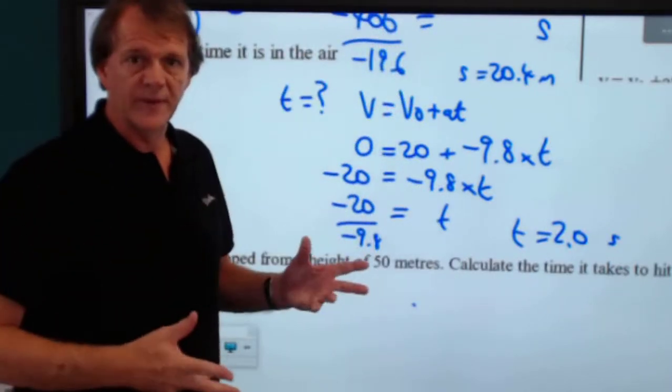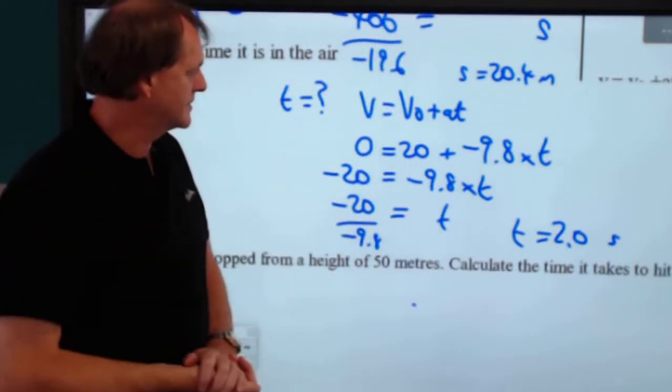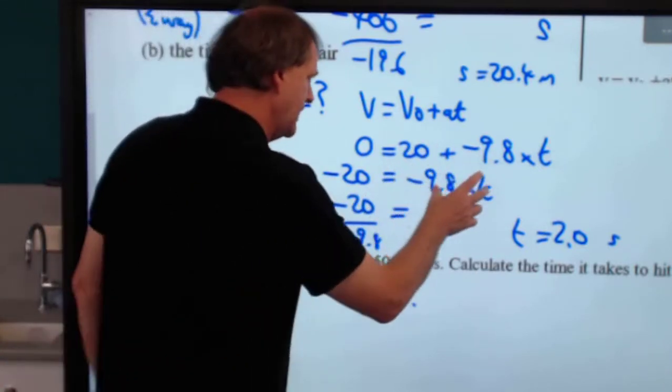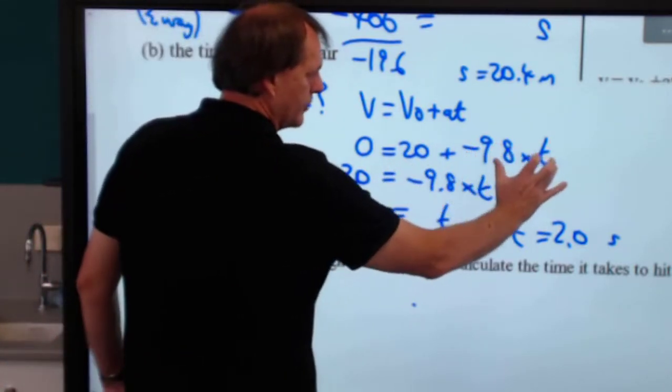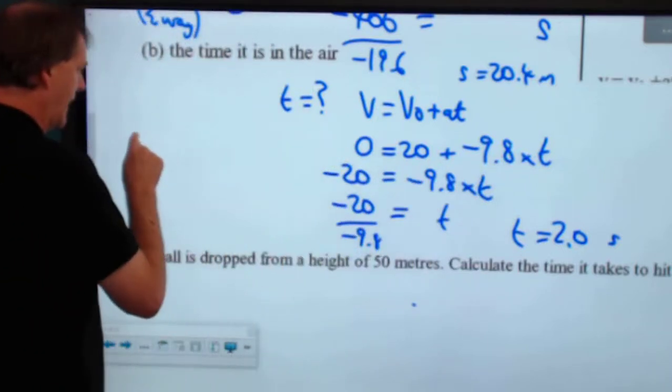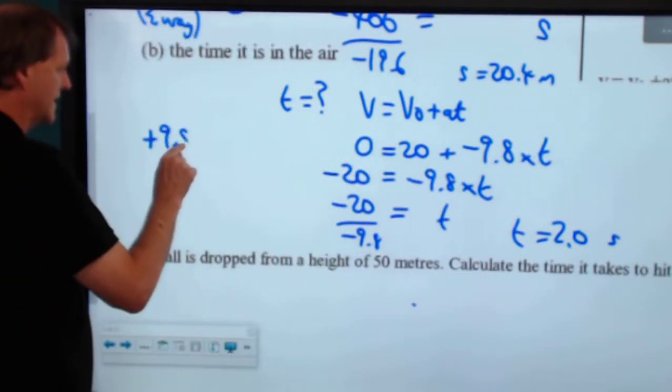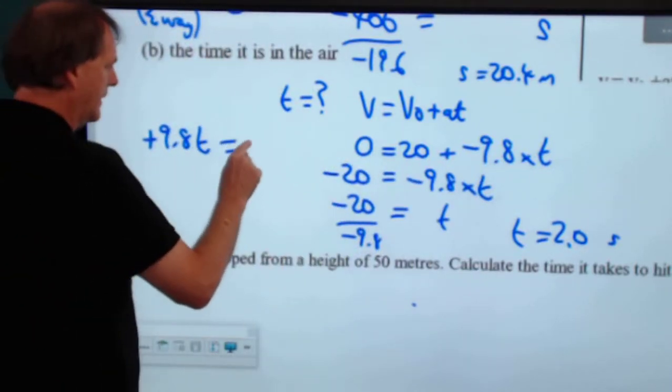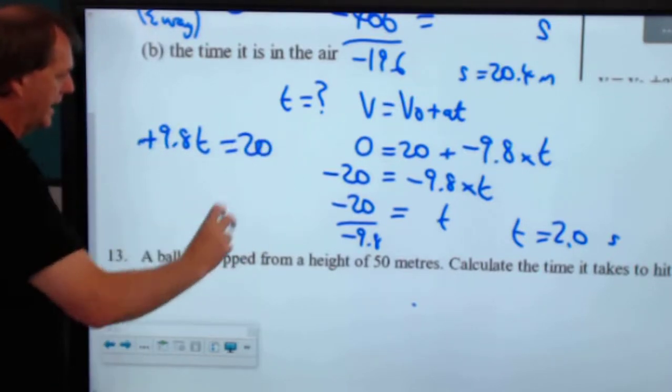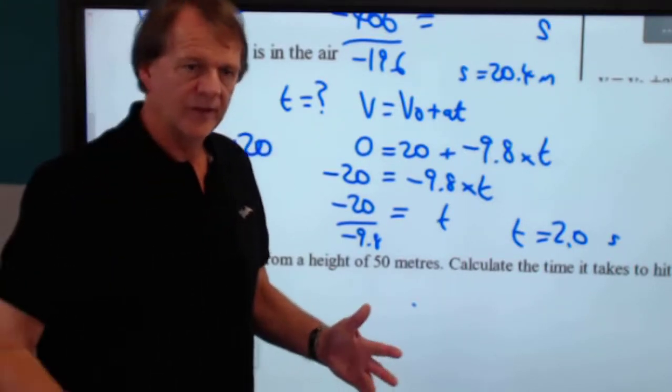Obviously the total time will be double that if they ask you that question. This is just the time to get to the top. Some people rearrange this differently. They might actually say, look, I've got a minus 9.8 t. I'm going to do it as plus 9.8 t on this side equals 20, and then divide through by 9.8, and that works just as easily. So it's up to you.